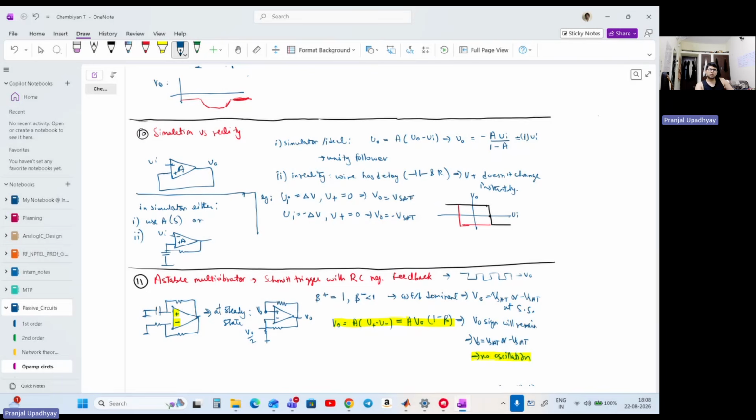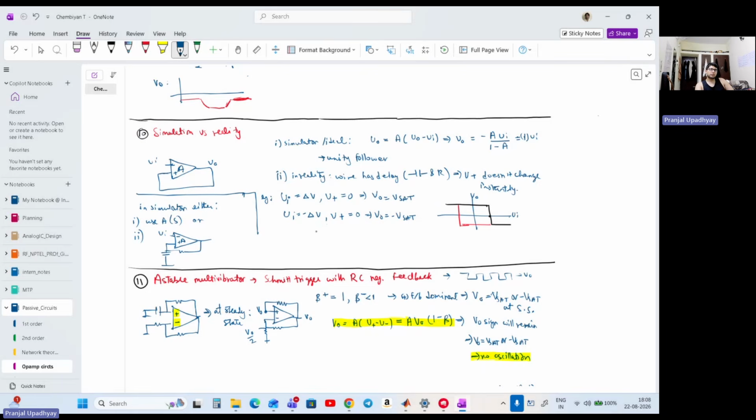Now, when V out goes into saturation and Vi is del V, it will try to stay there, because there are no dynamics in the circuit, right? And when this input is negative and the V plus node is initially 0, the circuit will just get stuck at minus reset.